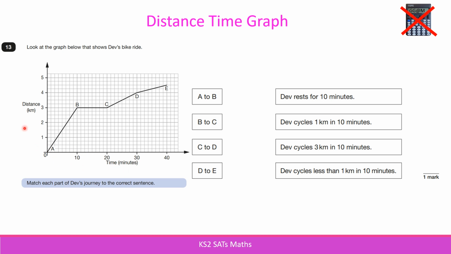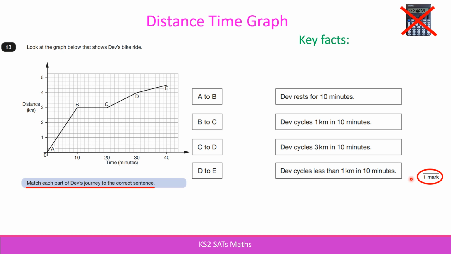Now the keywords in the question are that you've got to match the correct sentence to each part. So here we've got some sections of the graph. For example, from A to B, that means between A and B, you've then got to say what Dev does on his bike. So does he rest for 10 minutes? Does he cycle 1 kilometre in 10 minutes? Does he cycle 3 kilometres in 10 minutes? Or does he cycle less than 1 kilometre in 10 minutes? You've got to decide and draw a line to make sure they line up correctly. If you line them all up correctly, you will get 1 mark.